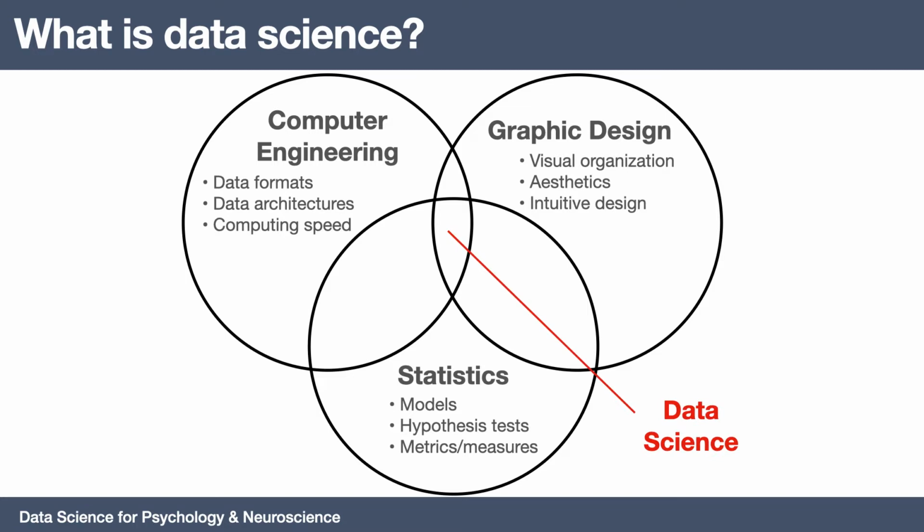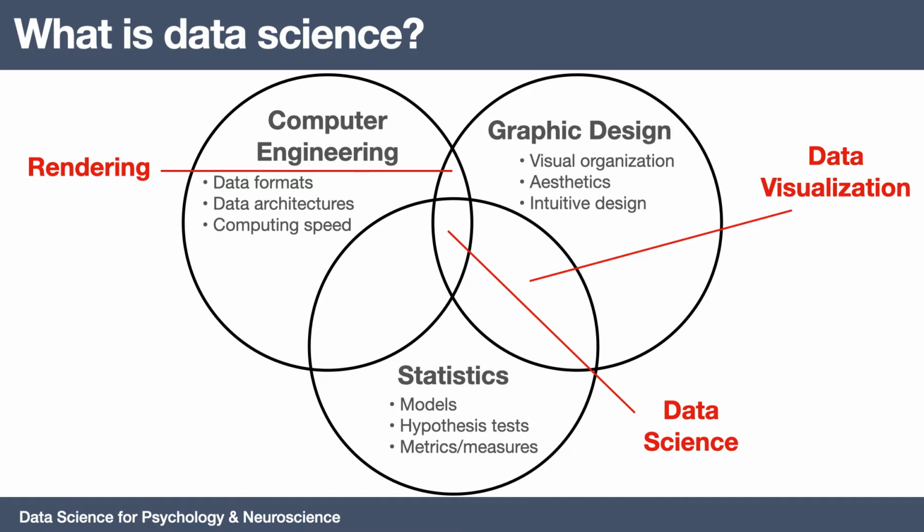Now, there are other overlapping fields as well. So, for example, the field of data visualization sits at the interface between statistics and graphic design. Rendering sits at the interface between computer engineering and graphic design. Machine learning sits at the interface between computer engineering and statistics, but data science is the only field that sits right in between all three. And throughout the course of this class, you will see examples about how, for example, data visualization is relevant for understanding the structure of your models, or how limitations in computing can determine what you can or cannot solve in statistics.